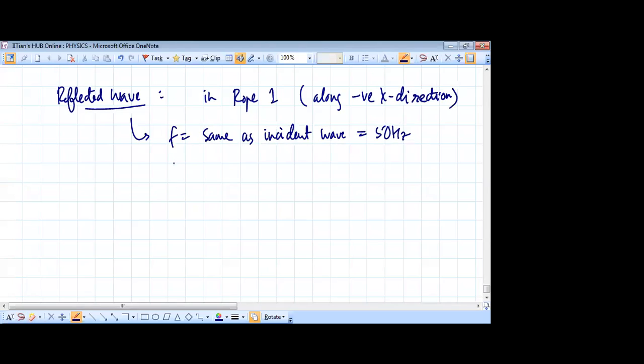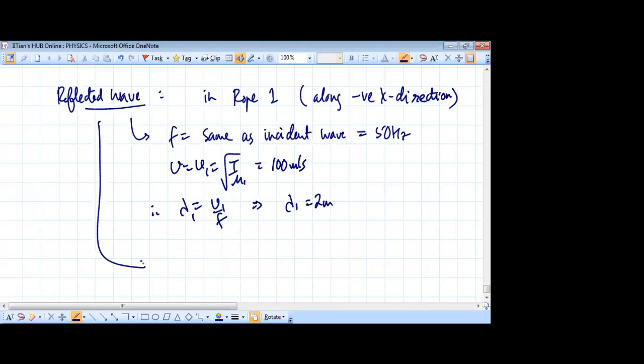Passing in the opposite direction, its V will be V1, the square root of T by mu1, which we saw as 100 meters per second. Therefore, lambda will be V1 by F. That lambda 1 will be 2 meters. So the reflected wave will also have an omega of 100 pi radians per second. The K of pi radians per meter and a wave speed of 100 meters per second.